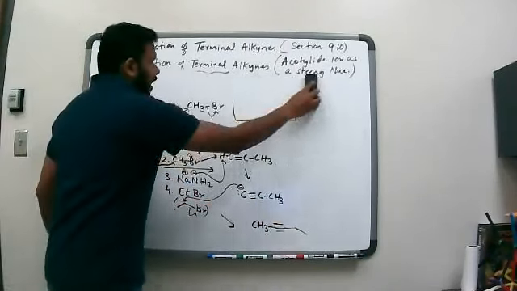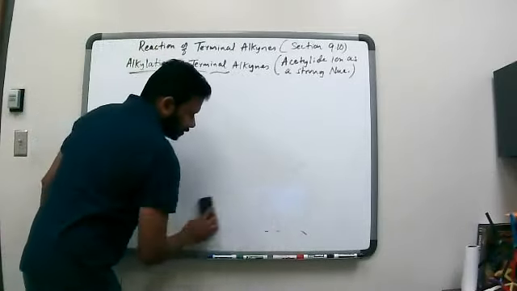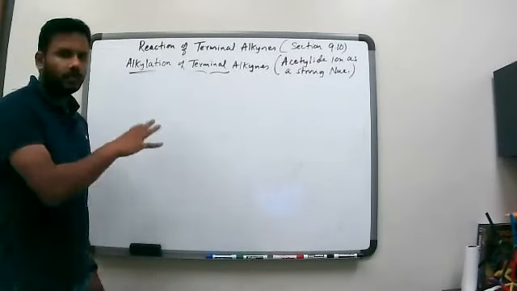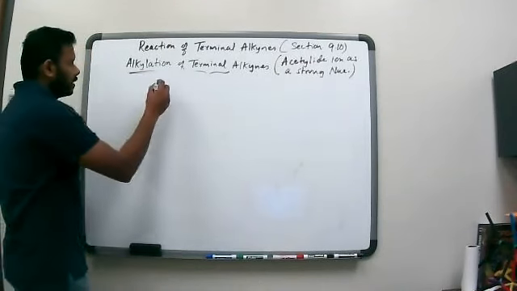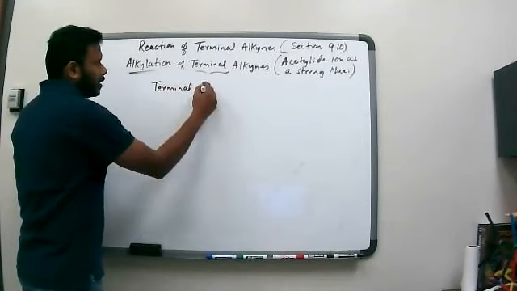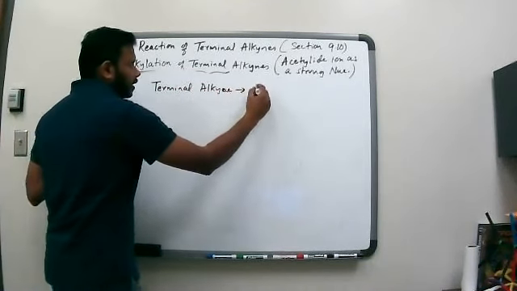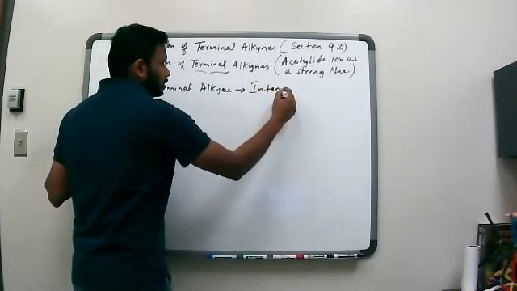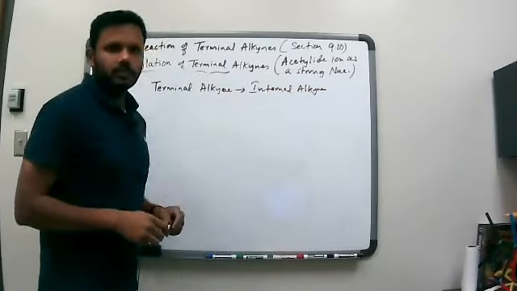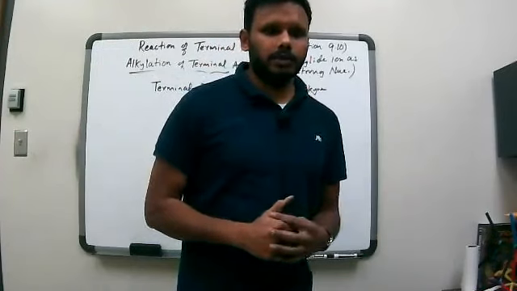So that's the reaction here. This is an alkylation of a terminal alkyne. It converts a terminal alkyne into an internal alkyne. It's from section 9.10. Bye.